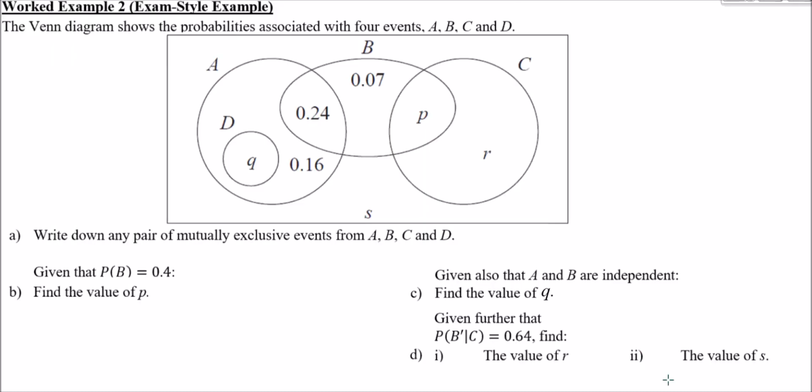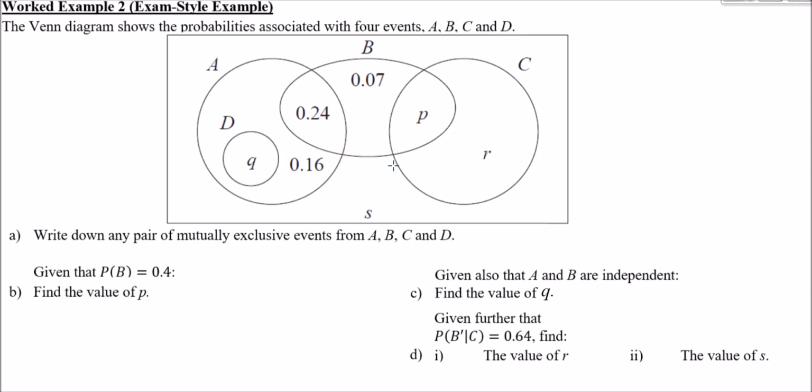Let's now have a look at an exam paper question. This was from a past paper, just putting together what we've seen from worked example 1 and the previous bits of the notes. So we've got 4 different events here, A, B, C and D. And for part A, we have to write down any pair of mutually exclusive events from A, B, C and D. Mutually exclusive means that the circles or regions corresponding with those events must not overlap in any way.